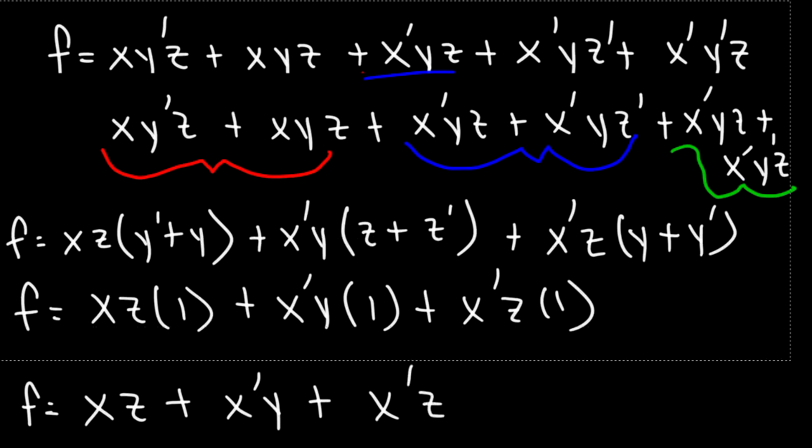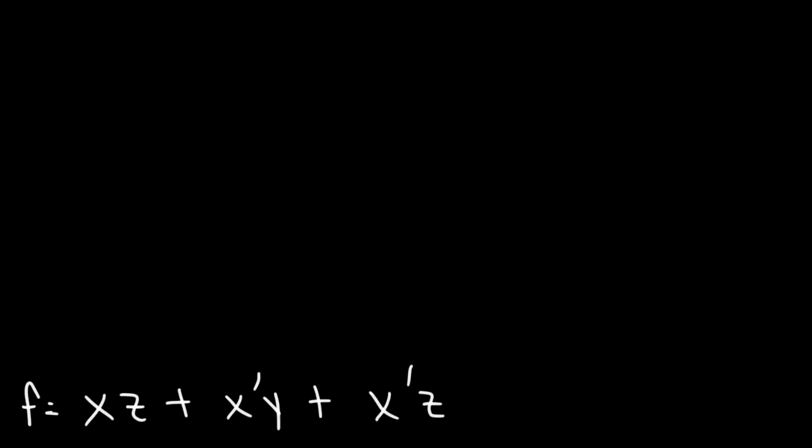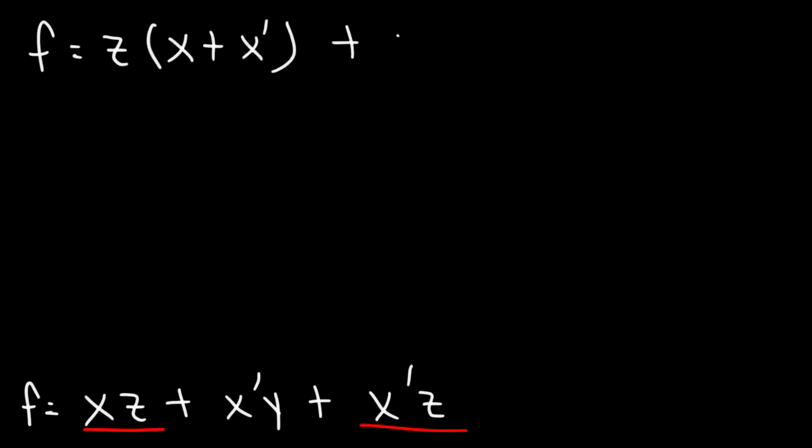Now, what do you think we can do at this point? What do you recommend that we should do right now? So let's focus on these two terms. Notice that we can take out a z variable. So we're going to have x plus x prime, and then we're going to be left over with x prime y.